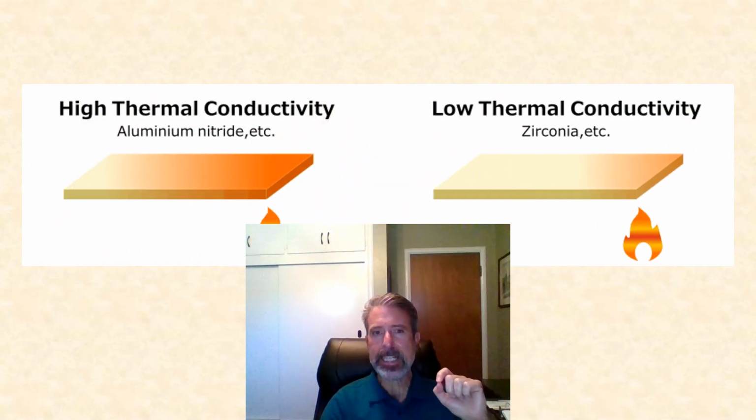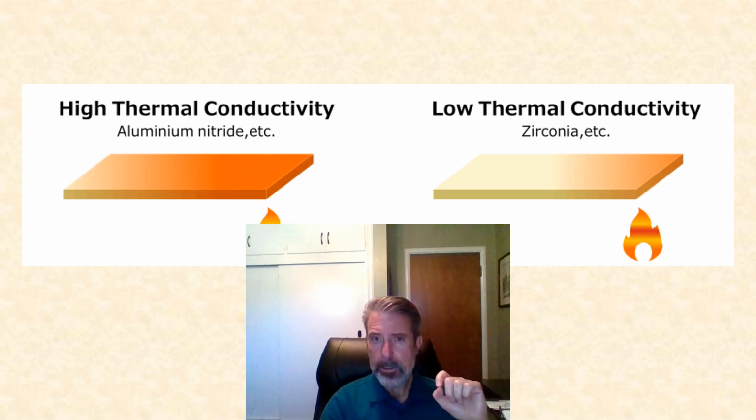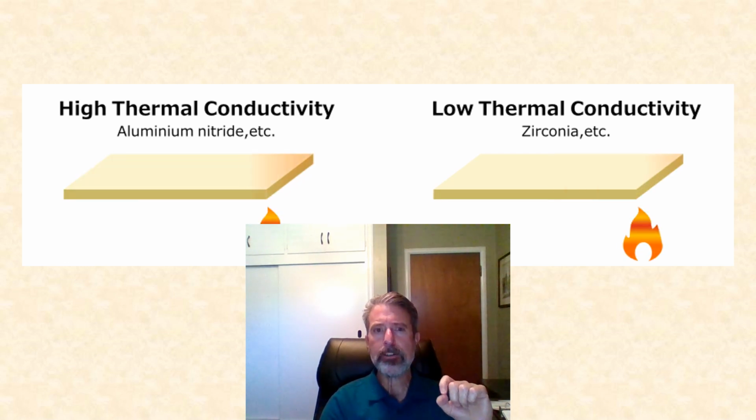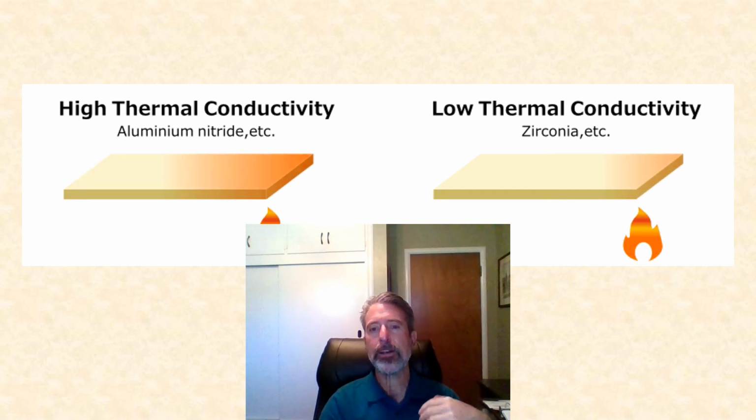This animation nicely illustrates the difference between a material with a low thermal conductivity and one with a high thermal conductivity. Notice that the rate at which energy gets transferred along the slab of aluminum nitride, a material with a high thermal conductivity, is much greater than the rate at which energy gets transferred along the slab of zirconia, a material with a much lower thermal conductivity.